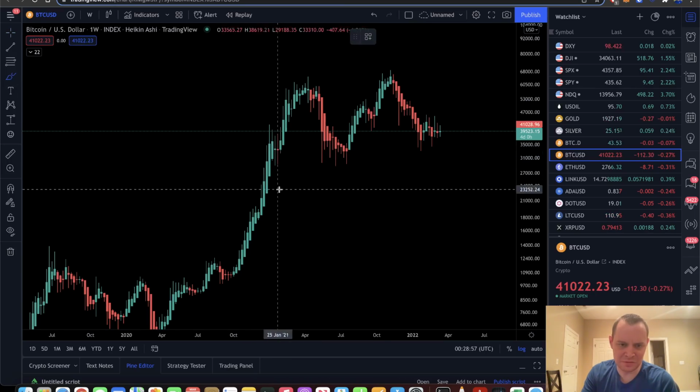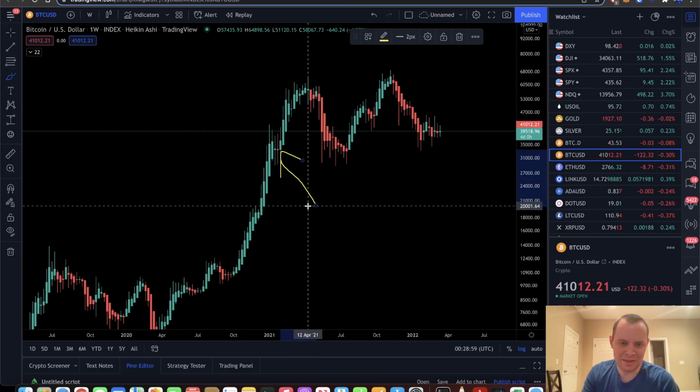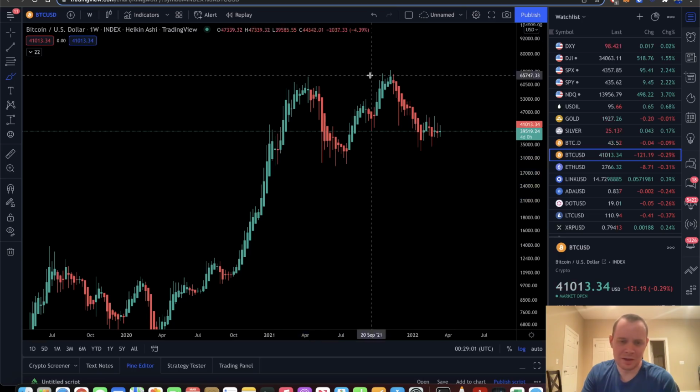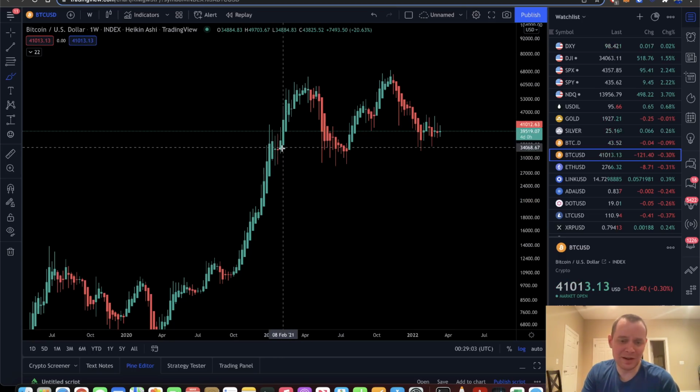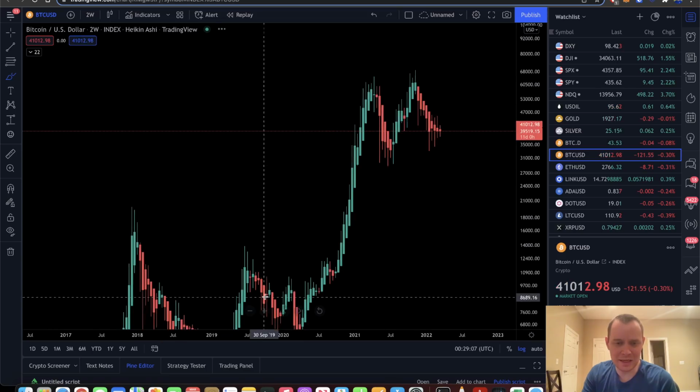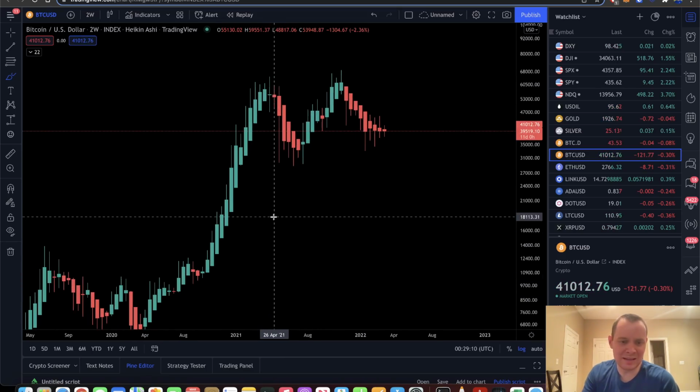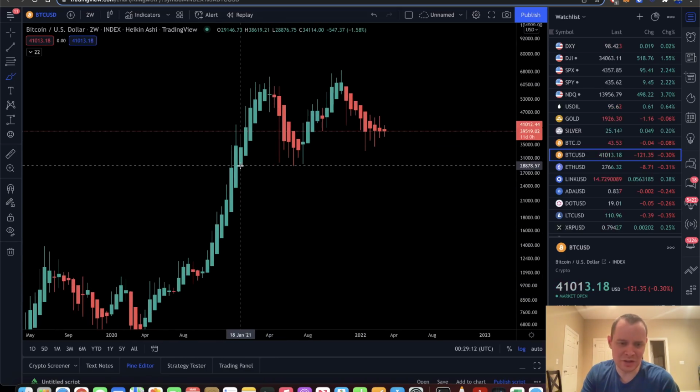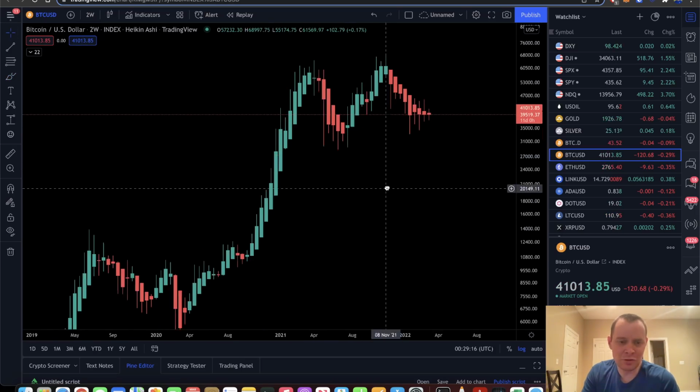Like if you had looked at this red candle here and thought that meant that we were about to come back down, you would have been disappointed, because we ended up coming back up and we went into this distribution phase. However, looking at 2-week candles, you can see that that barely registered as an undershadow.